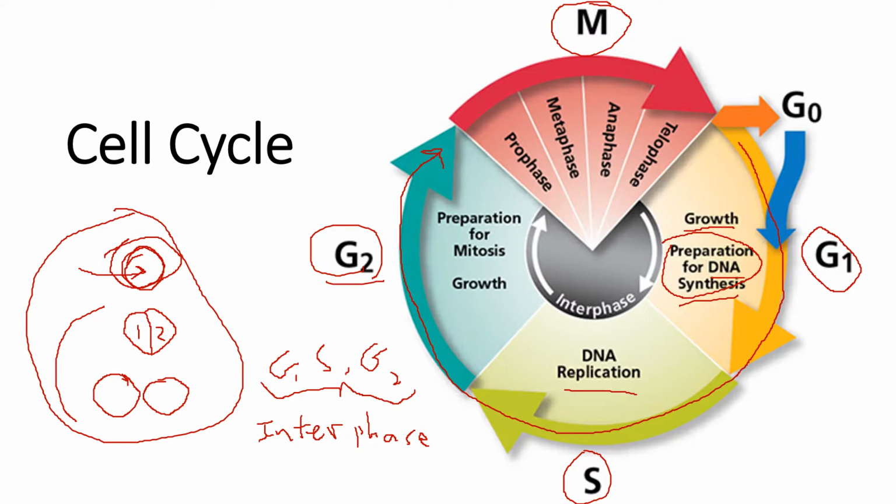Now mitosis is this part from here to here, where it's actually going from one cell to two cells. You have different stages of mitosis: prophase, metaphase, anaphase, and telophase. It is the mitosis part where the cell is actually dividing, actually splitting.